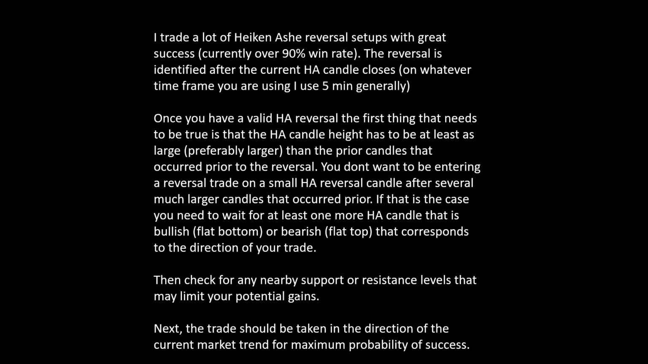Then you're going to check for any nearby support or resistance levels that may limit your potential gains once you've found the Heiken Ashi reversal. Next, the trade should be taken in the direction of the current market trend for maximum probability of success. And this is what we use all the time in high probability trade setups. We're trading a stock to the upside if it's bullish on the day, and to the downside if it's bearish on the day. We're just using Heiken Ashi candles to identify those entries.